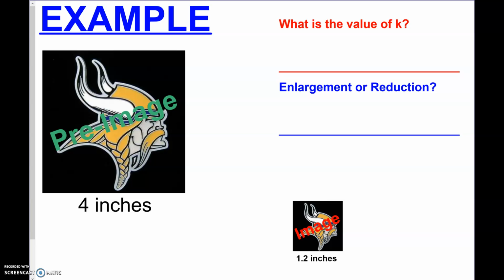All right, what is the K value here? So here's our pre-image to our image. So we're going to do 1.2 over 4. And you can tell the pre-image is where we start, and it got smaller. So we are doing a reduction here. So 1.2 divided by 4 gives us 0.3.